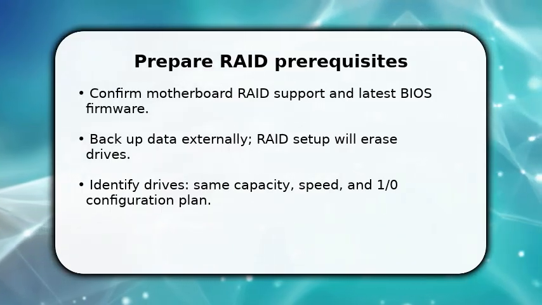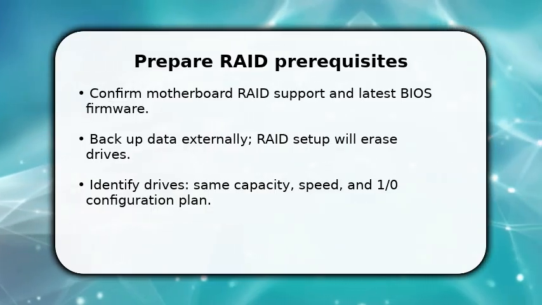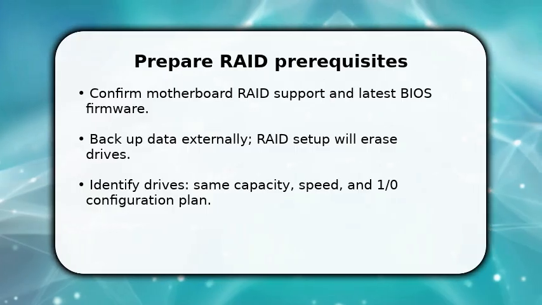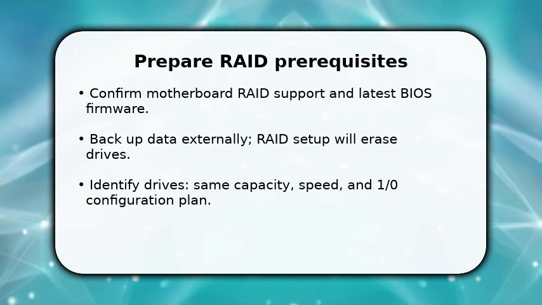You choose drives with identical capacity and similar speed to avoid wasted space and performance imbalance, and decide whether you need RAID 0, 1, or 5 based on speed versus redundancy.